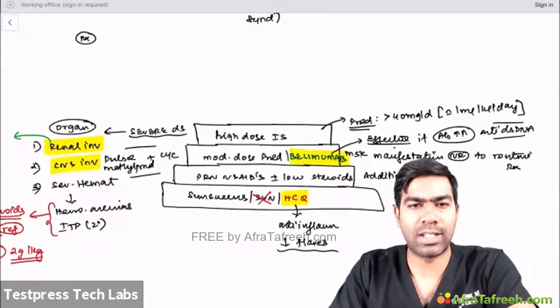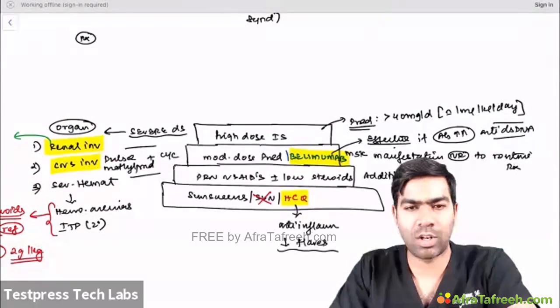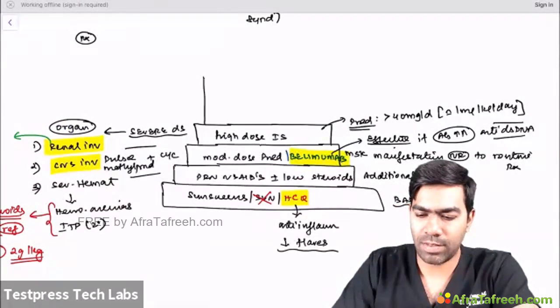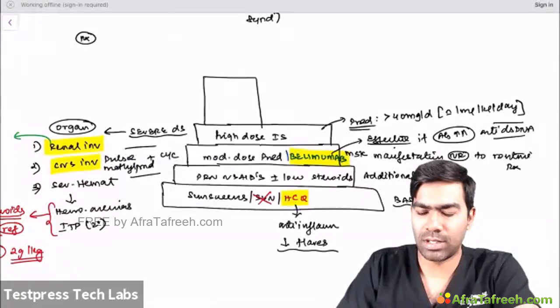And there are certain other things that we'll be needing in the setting of SLE patients. For example, if the patient needs IVIG.